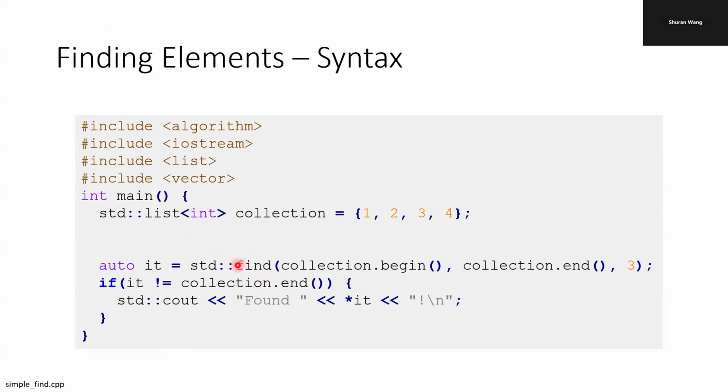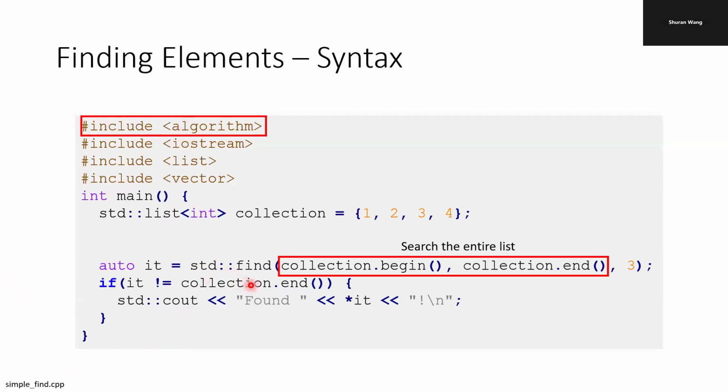And find is a function defined in the algorithm header. So we include the algorithm header and use std::find. For std::find, you give the beginning iterator of the collection and the end iterator of the collection, and the STL algorithm will just search it for you. And lastly, you give it the value you're searching for.